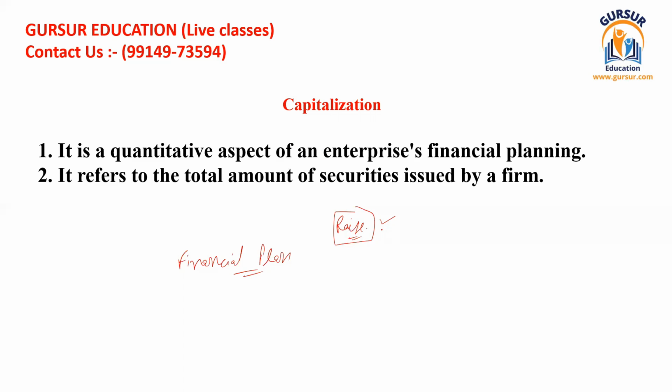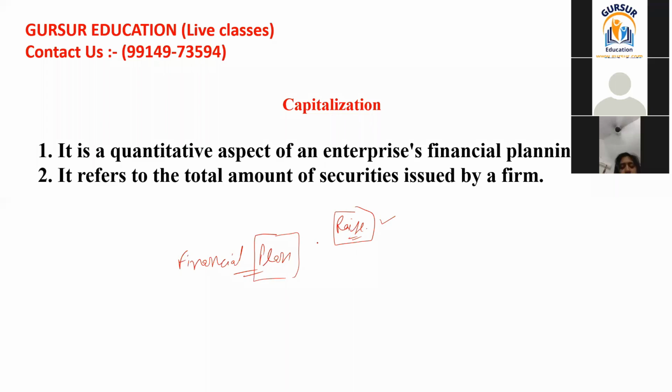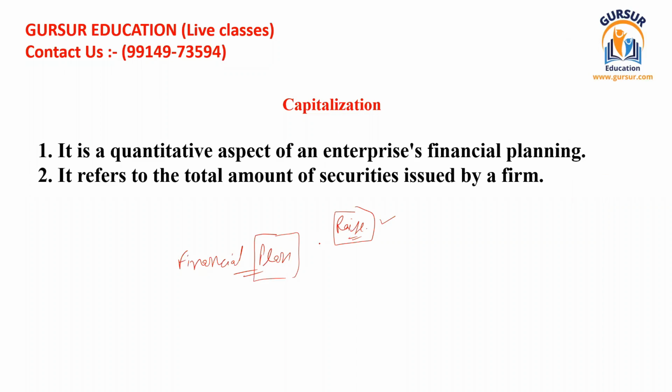So it's not that you require so much money. Obviously you always have a plan in mind that this is the required amount of money which should be there with me so that I can start the business. So this is the quantitative aspect of financial planning of business, and that's known as capitalization. And the second, it obviously refers to the securities issued by the firm.